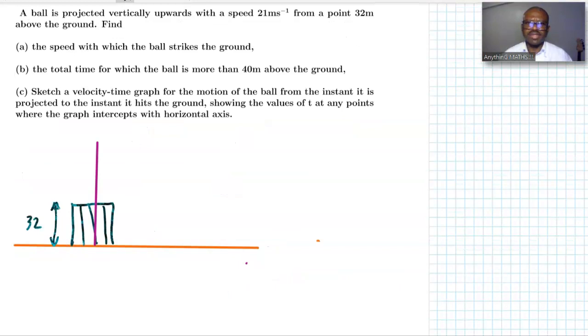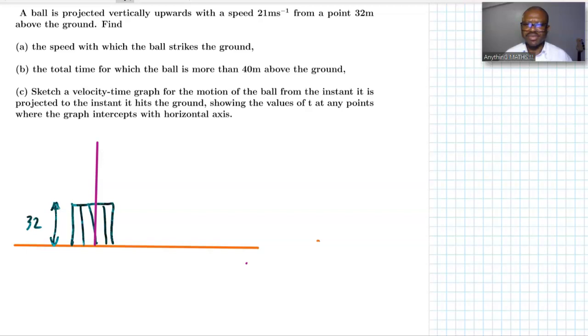Now the next question is, a ball is projected vertically upwards with a speed of 21 meters per second from a point 32 meters above the ground. Find the speed with which the ball strikes the ground and the total time for which the ball is more than 40 meters above the ground. And we are supposed to sketch the velocity time graph.